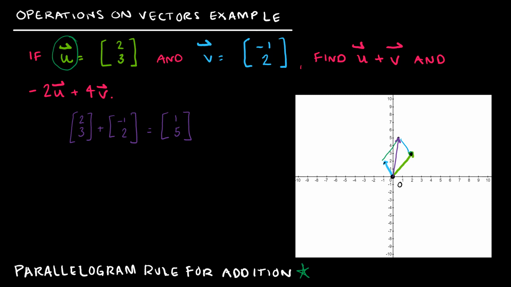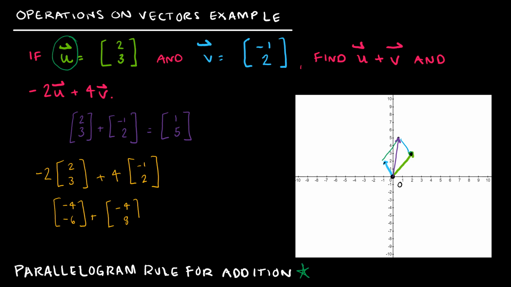So now let's take a look at negative 2u plus 4v. Let's use yellow here. So negative 2 times u is basically asking us to use a scalar first, plus 4 times v. And of course, we're going to do the scalar first. So negative 2 times 2 and negative 2 times 3, and then 4 times negative 1 and 4 times 2. And then we're going to add those together to get negative 8, 2. So again, negative 8, 2 is out here.